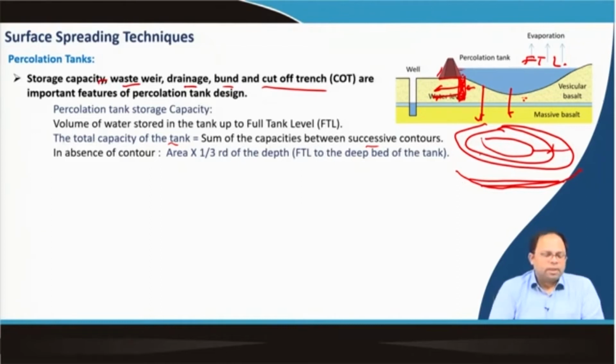But in absence of the contour details or this kind of data, we can just assume that volume is equal to the surface area times 1/3 of the depth, that is FTL to the deep bed, this one. So this distance we can take and multiply with 1/3 of that, and we multiply it with the surface area, and then we can also get the total volume of water stored in this percolation tank.